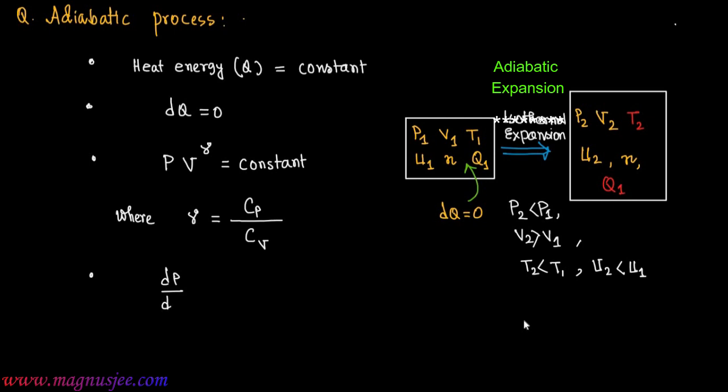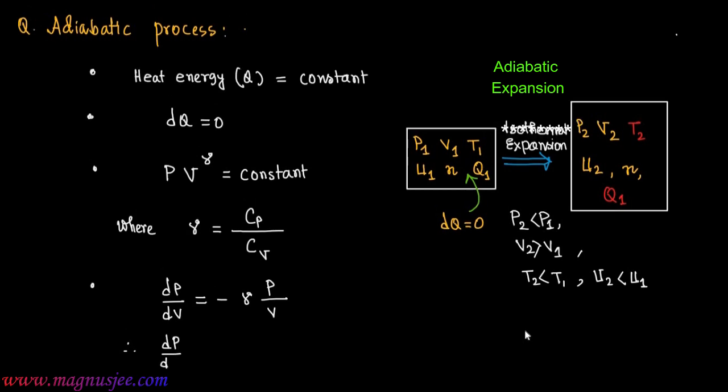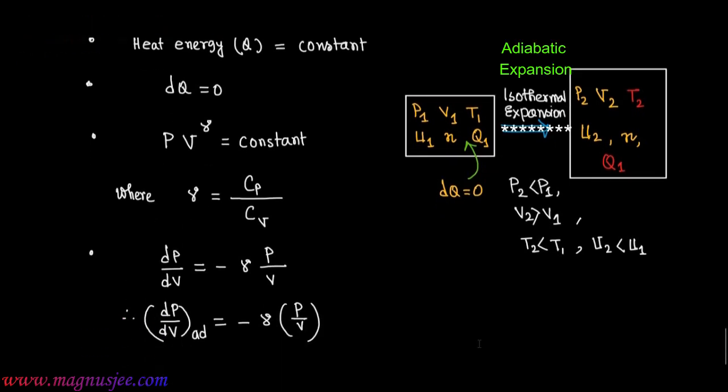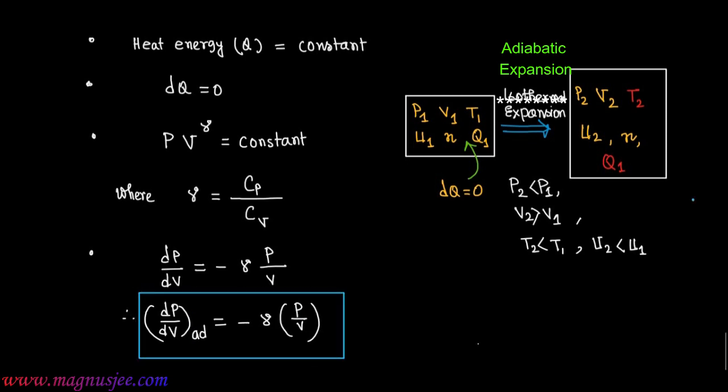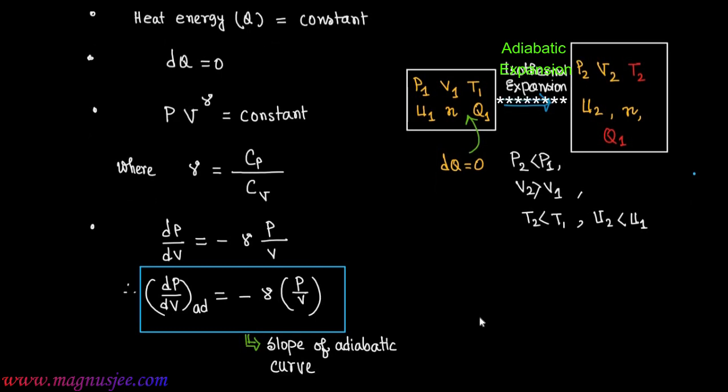For adiabatic change, dP by dV is equal to minus gamma P by V, where P is the pressure and V is the volume. That's why dP by dV subscript AD is minus gamma P by V. dP by dV AD is the slope of the adiabatic expansion or adiabatic change, which is the slope of the adiabatic curve.